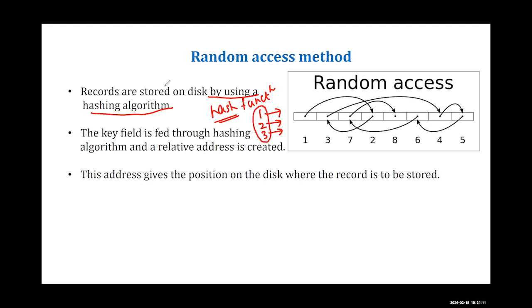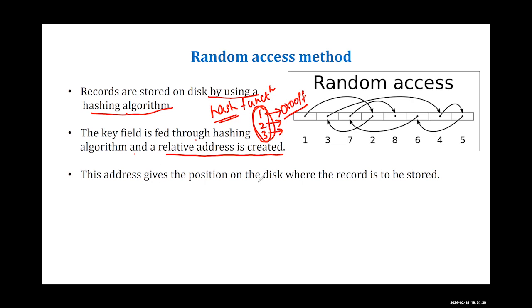So records are stored on the disk by using a hashing algorithm. The key field is fed through the hashing algorithm and the relative address is created. For every key field, a relative address will be given. This will be like a memory address, suppose. Using the hashing algorithm, we generate a key value, and for that we map every record.